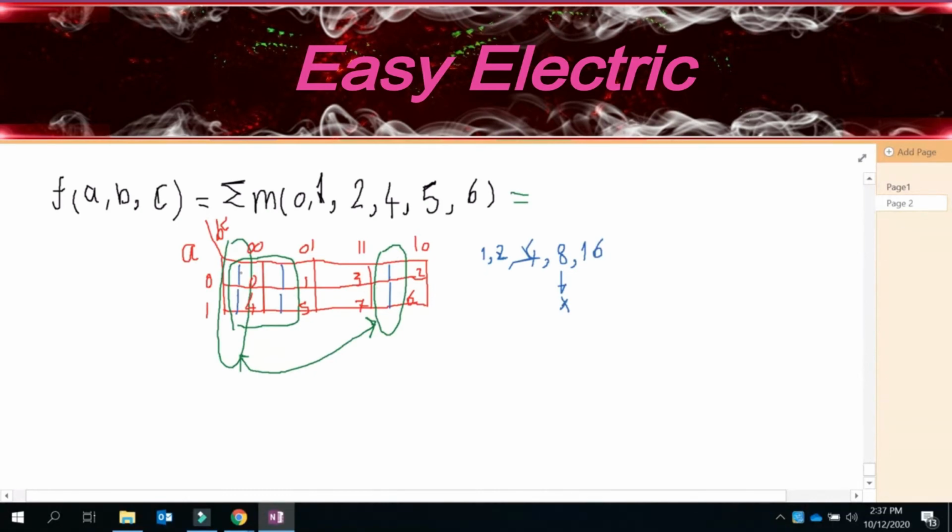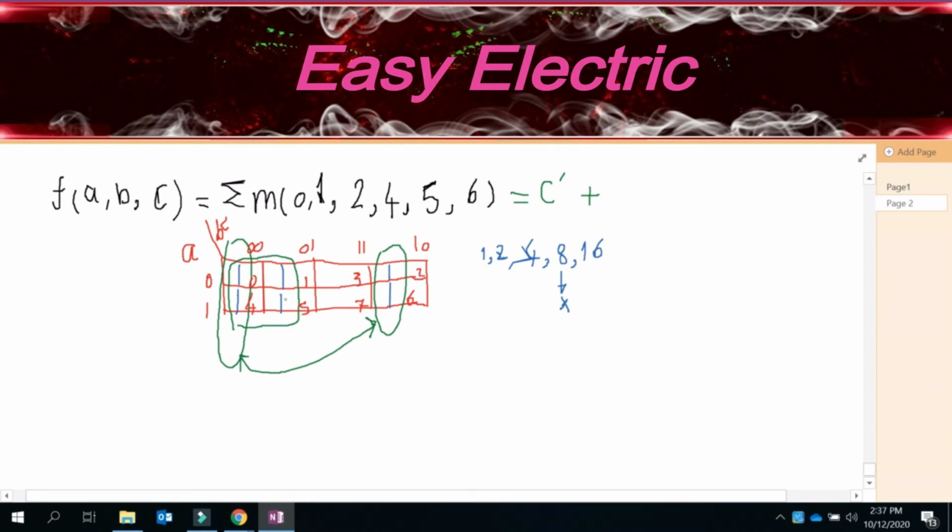Let's see, whenever you move here, what is the change for A? Here A is 0, here it is 1. So no A in the corresponding term. Here B is 0, here B is 1. 0, 1, it's gone. So that means no B in the corresponding term. How about C? C here is 0, here is 0, so you will have C prime. That is the corresponding term for this group that you see, minterms 0, 4, 1, 5.